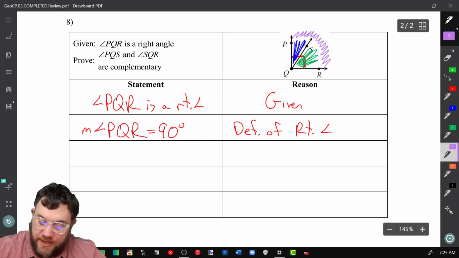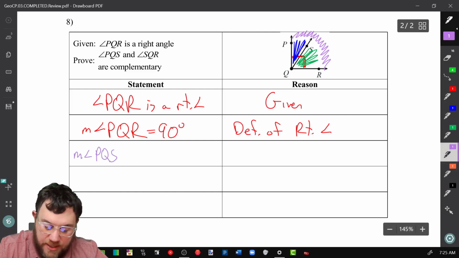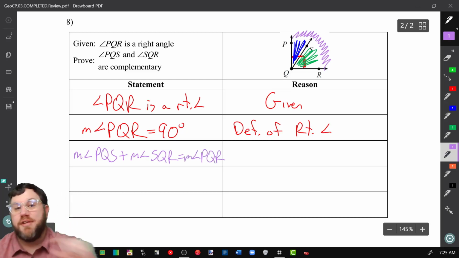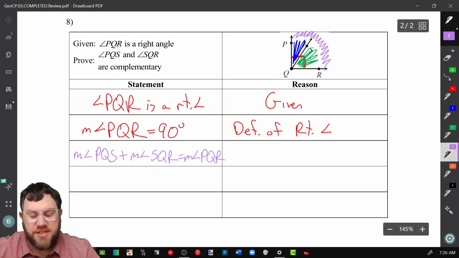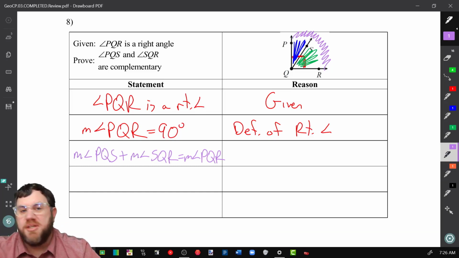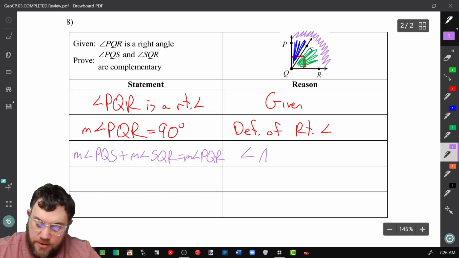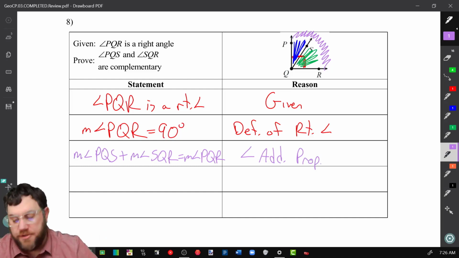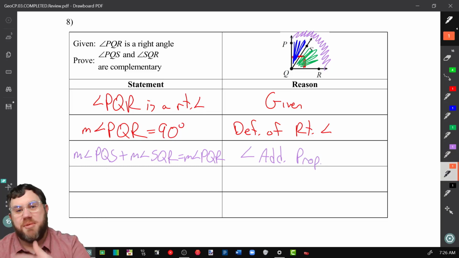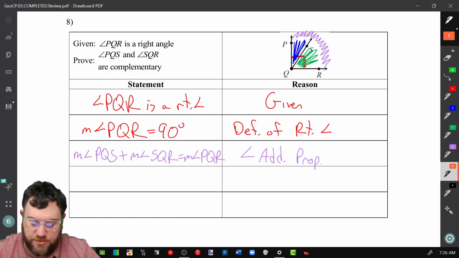So we can say that the measure of angle PQS plus the measure of angle SQR equals the measure of angle PQR. And you have to have those M's in front because we're talking about their measures adding together. We can't add pictures. We have to add their measures. Okay, the reason for that, and this is one of those things you need to know because you will use this all semester, is the angle addition property. We didn't stress these in unit 2, the first unit where we covered geometry concepts, for fun. We did it because so many things build on angle addition and segment addition.